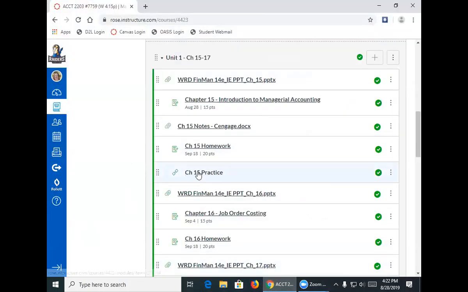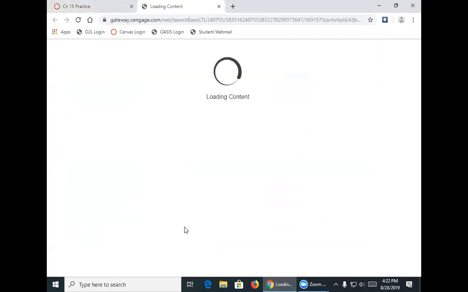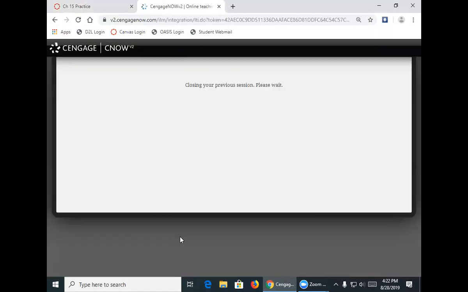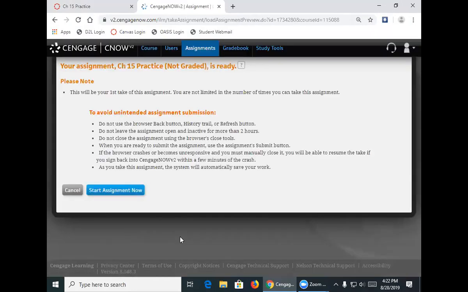If you click on the Chapter 15 practice from Canvas, it will load that in Cengage. And these are just some examples that will be similar to your homework. In fact, some of them I literally pulled the non-algorithmic version of the homework question. And I thought we'd just talk about Chapter 15 as we go through these examples.